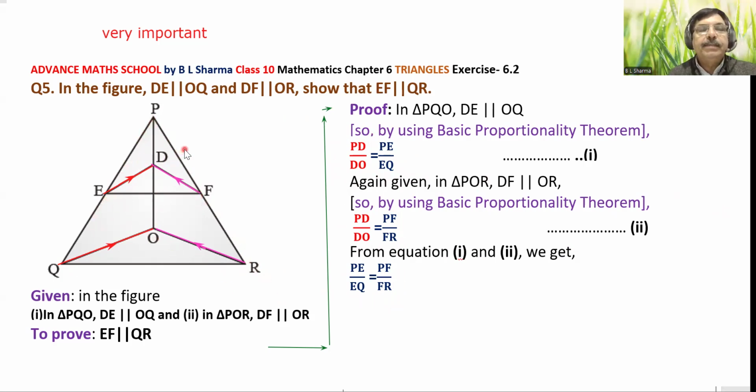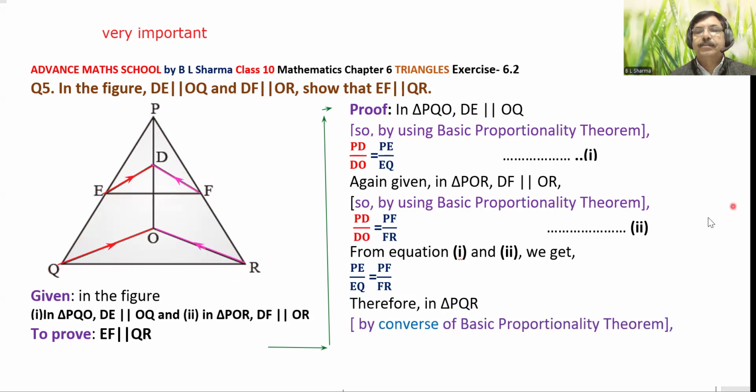हमें पता है कि जब किसी ट्राइंगल में कोई लाइन टू साइड्स को सेम रेशियो में डिवाइड करती है, PE अपॉन EQ, दैट इज PF अपॉन FR, सो दिस लाइन will be parallel to this line by converse of basic proportionality theorem. Hence proved.